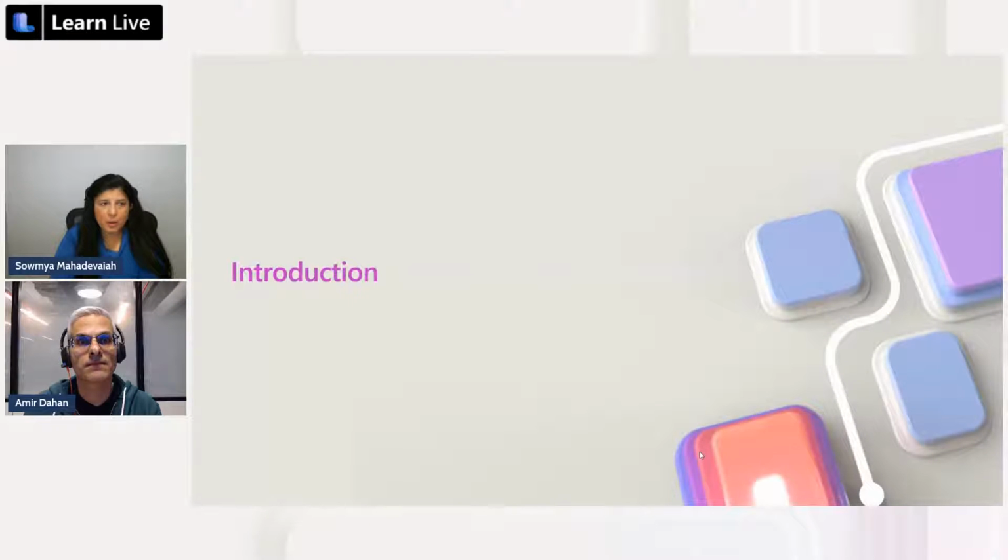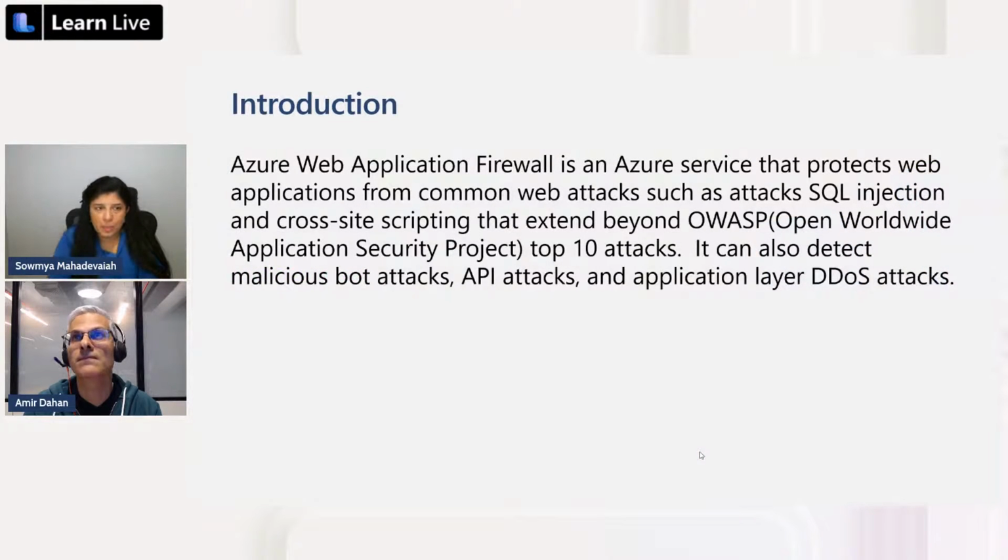So, first of all, what is Azure Web Application Firewall? This is an Azure service that protects against common web attacks. It's also called Azure WAF, and you may hear me saying WAF a few times. This service protects against web attacks like SQL injection attacks, cross-site scripting, and other attacks that extend beyond the OWASP top 10. OWASP is the Open Worldwide Application Security Project, and this project describes all the various web attacks. But Azure WAF can go beyond that and also detect malicious bot attacks, API attacks, and application layer DDoS attacks. So that is the overview of WAF.